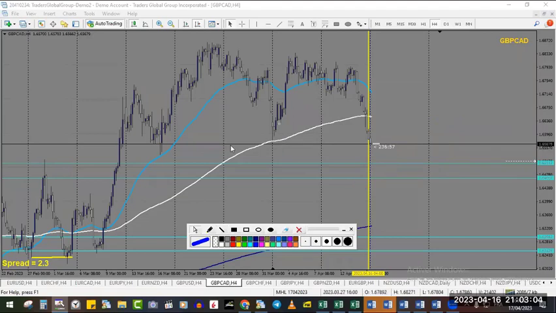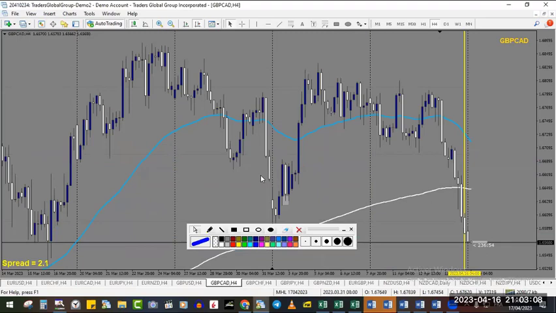So it might be a good opportunity for a buy, and it doesn't follow the daily trend exactly, but it follows the weekly, which means the order flow is still going up on this pair right now.